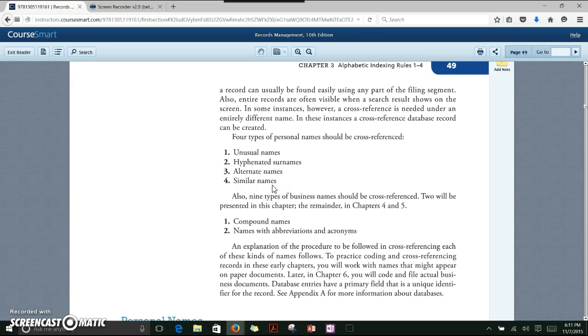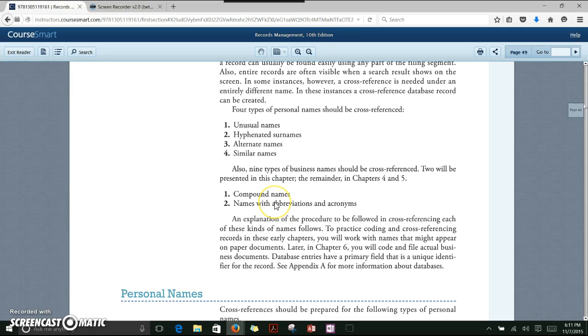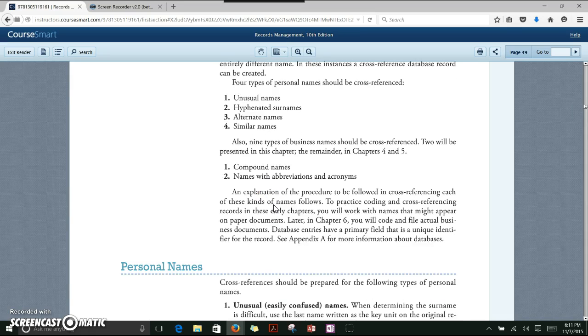And similar names. There are also 9 types of business names that should be cross-referenced. 2 will be presented in this chapter, and then the remainder are in chapters 4 and 5. So this is in chapter 3. Compound names are one of them, and names with abbreviations and acronyms.